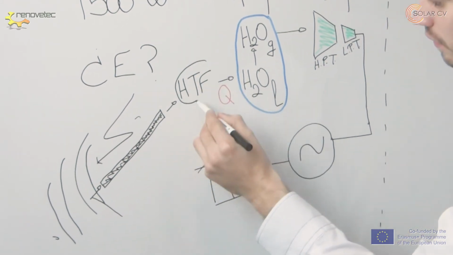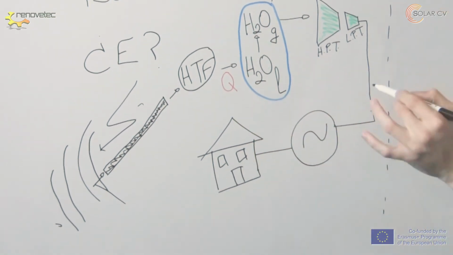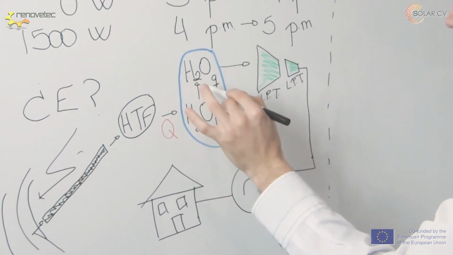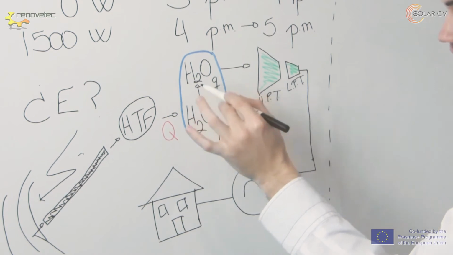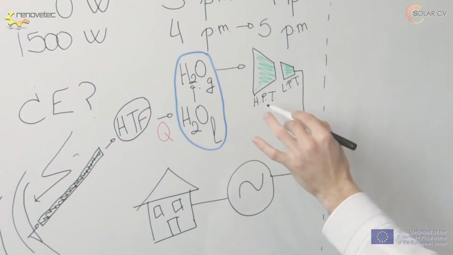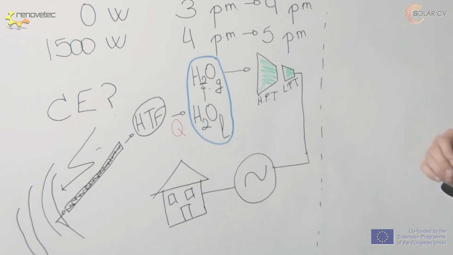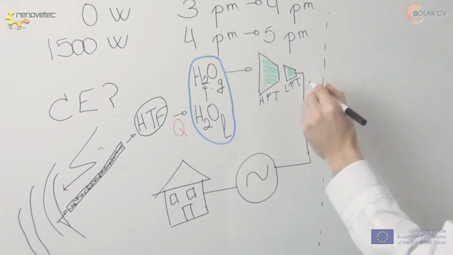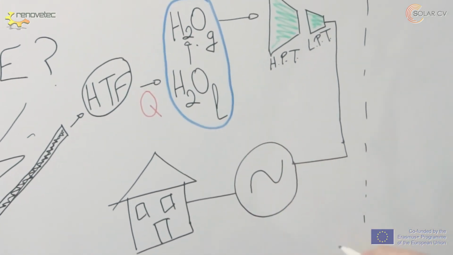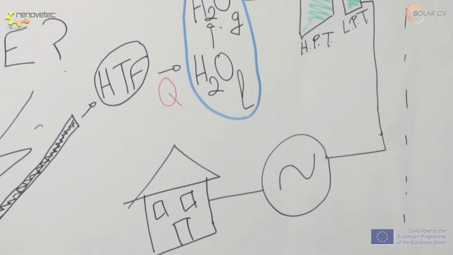The HTF enters here and is heated along this absorber tube. The HTF is going to have energy, and this energy is going to heat the water from liquid state to steam state, and this steam is going to move the high pressure turbine and low pressure turbine, and this turbine is going to do work in the generator, and the generator is going to give the network the electrical energy required.